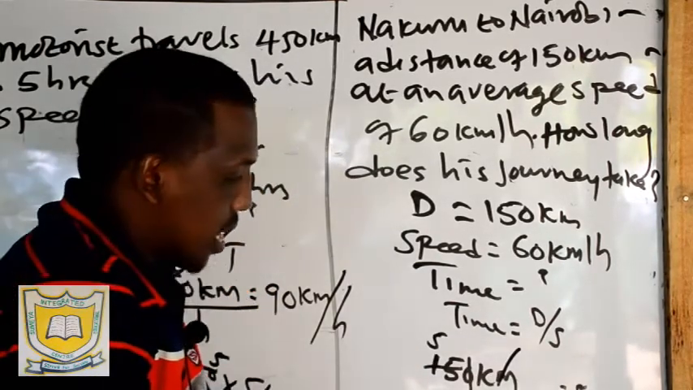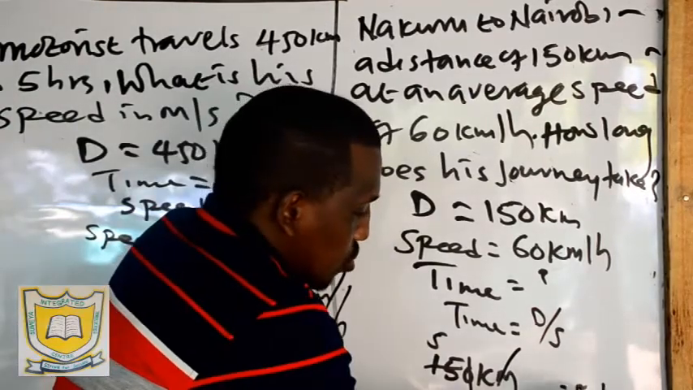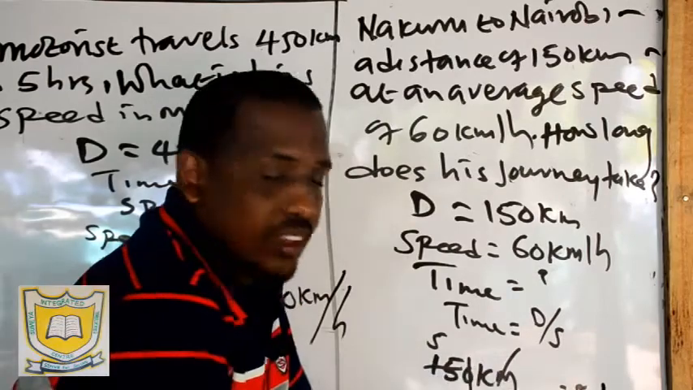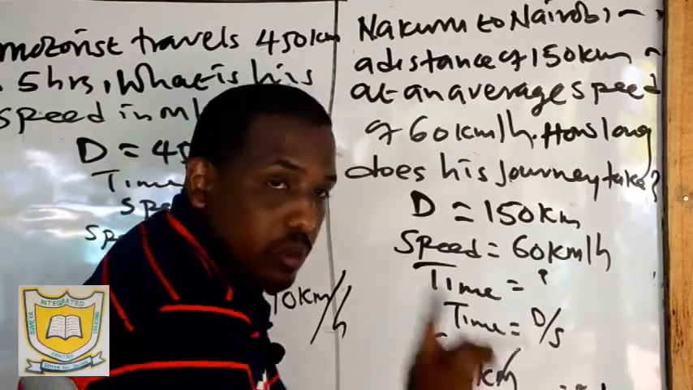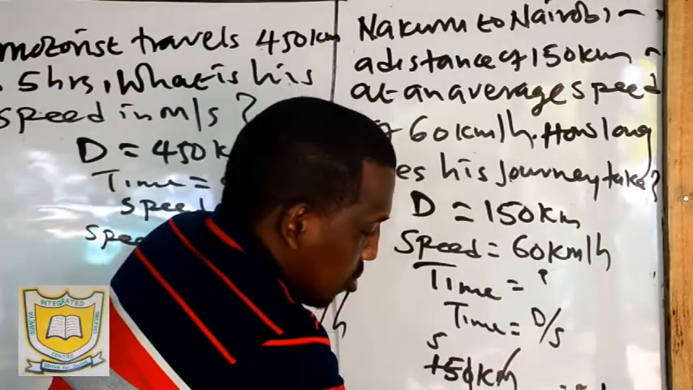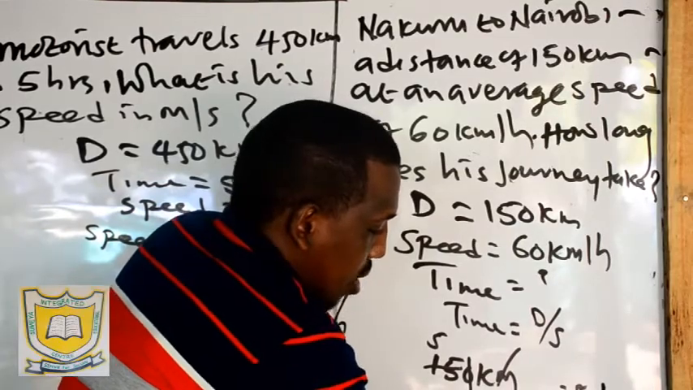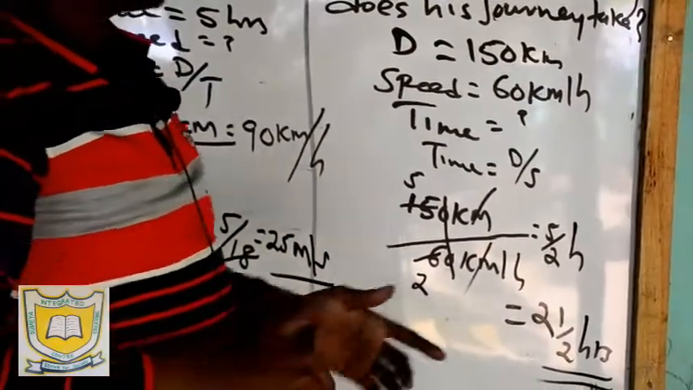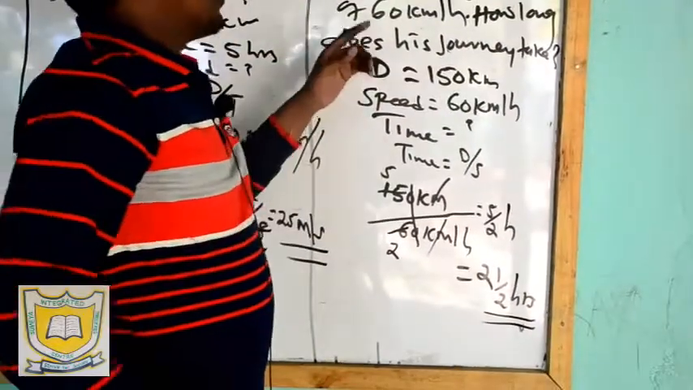Kilometer, they go together, so you'll get 5 divided by 2 hours, which we further simplify. How many twos are in 5? 2, because of 4, remember. 1 remainder 1, so 2 and a half hours. That's how we get the time taken for that journey.